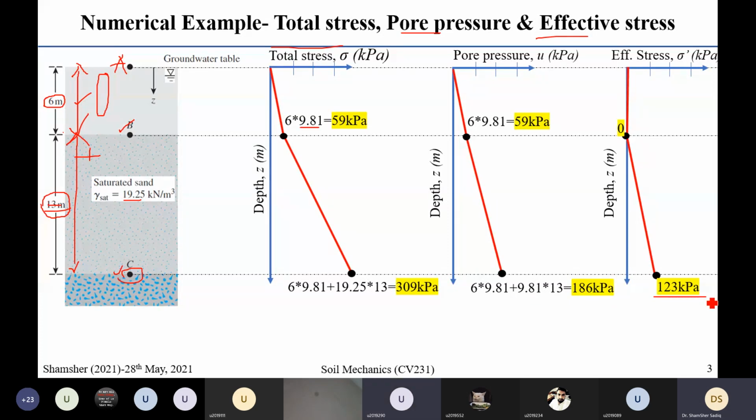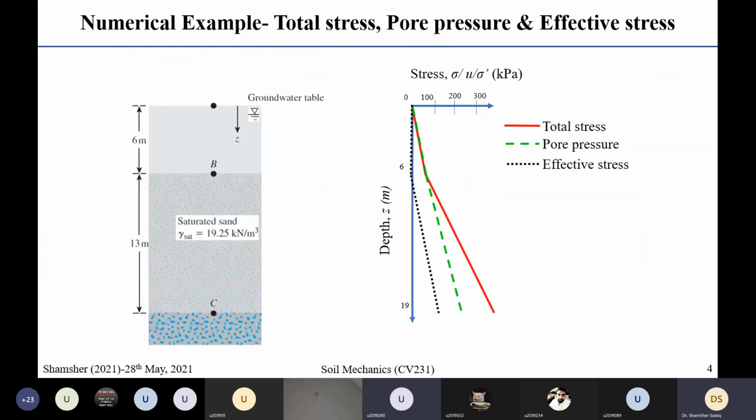I really suggest all of you to plot this on a graph. I may give such a problem in a quiz or in an exam. If I ask you to draw all the profiles on a single graph, you can see that this is the total stress, this is the pore water pressure, and this is the effective stress. I simply plotted them with different legends.